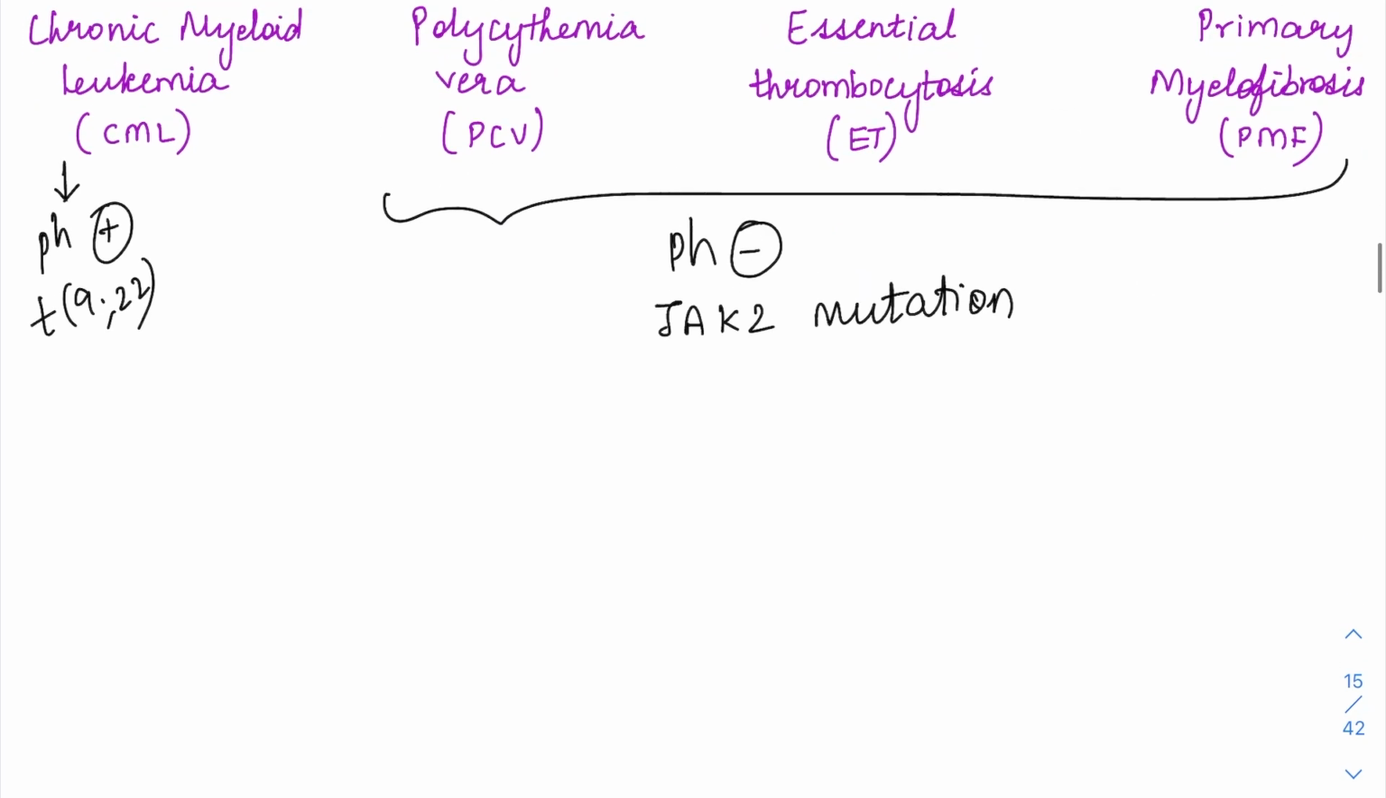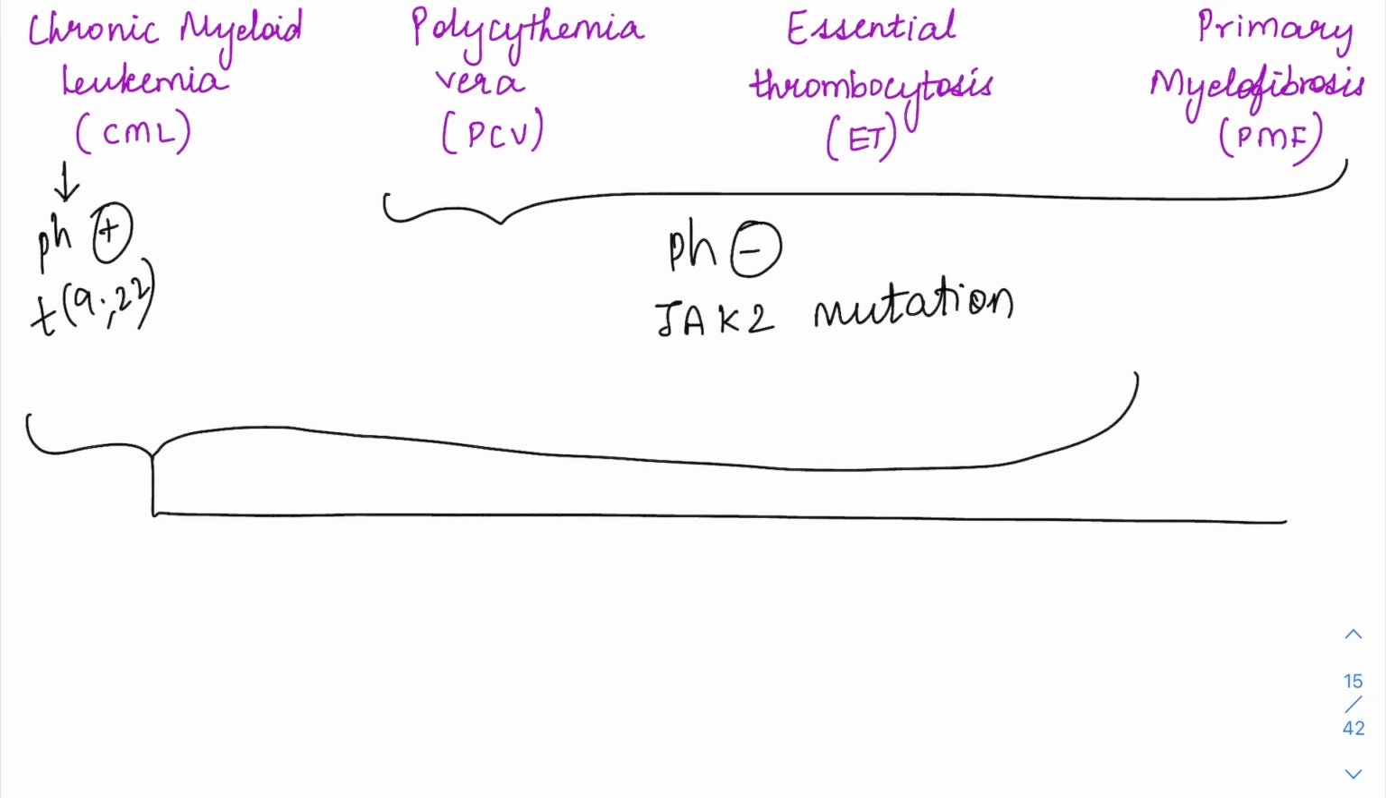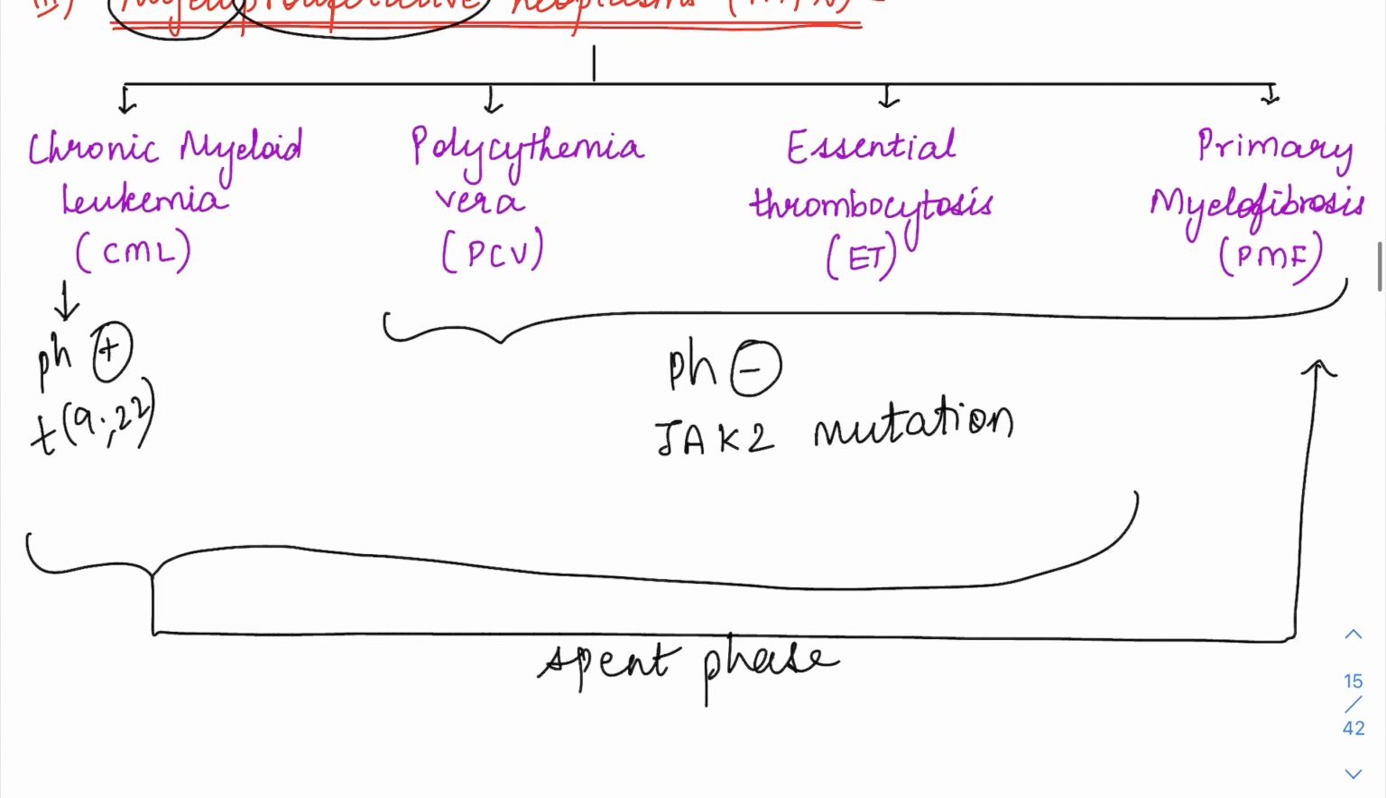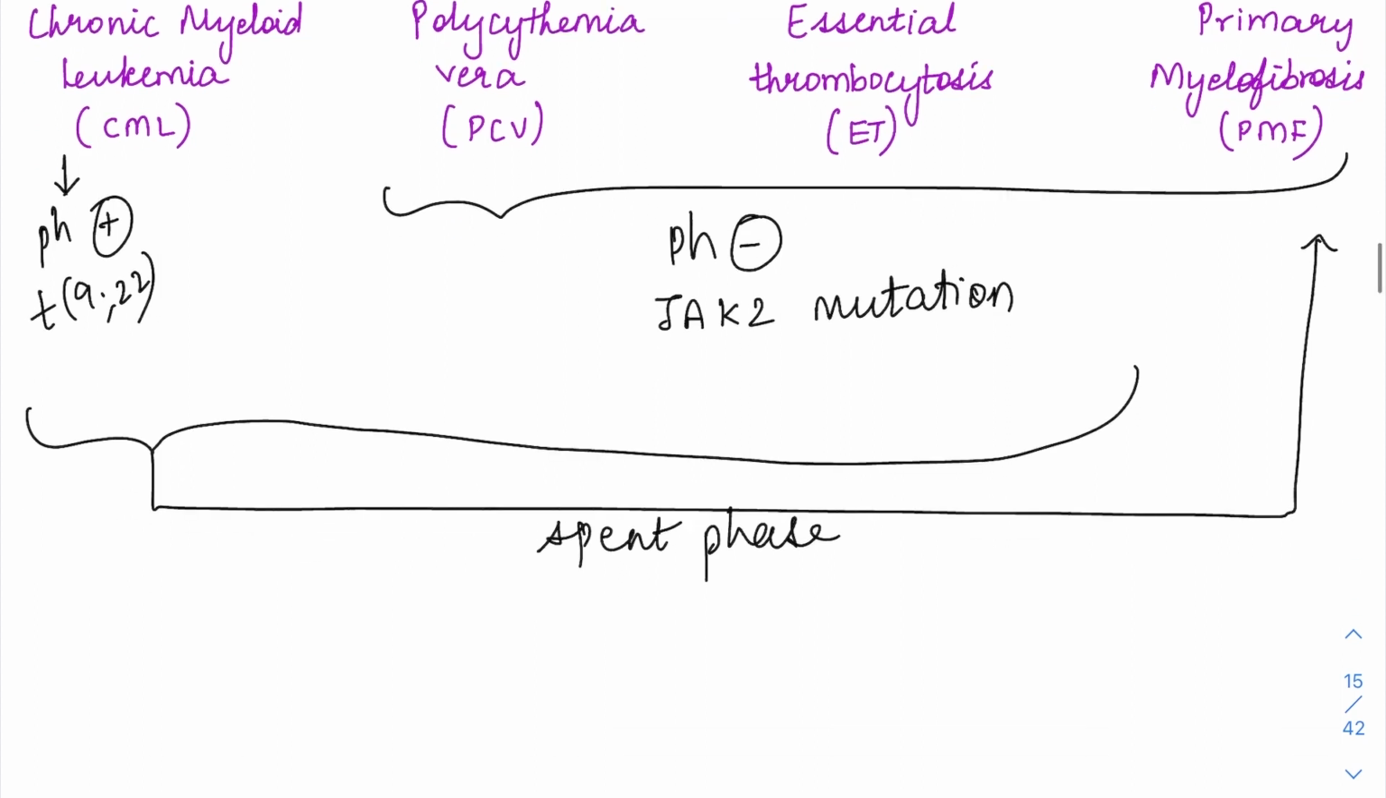As such, these 3, the chronic myeloid leukemia, polycythemia vera and essential thrombocytosis, can transform into primary myelofibrosis in their spent phase. So the initial phase of proliferation will be there. Later on, it is going to have a spent phase. In that spent phase, the first 3 are going to transform into the primary myelofibrosis.